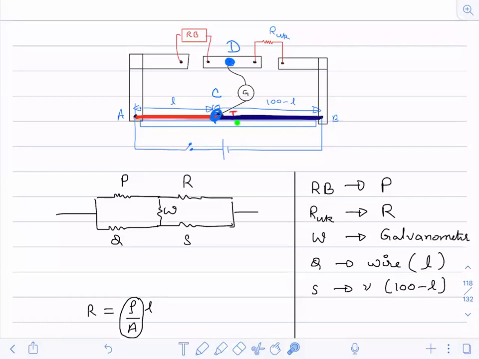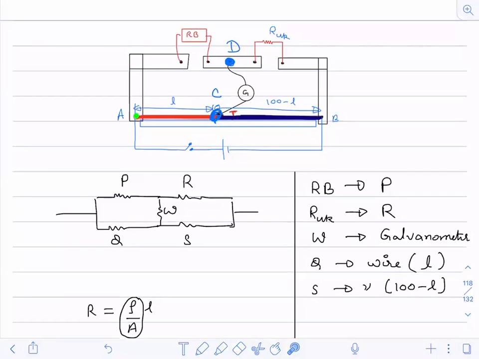At one point, suppose at this point, this galvanometer will not have any deflection. Why? Because as you move like this, the galvanometer will show some deflection. If you move like this, the galvanometer will show some other deflection.